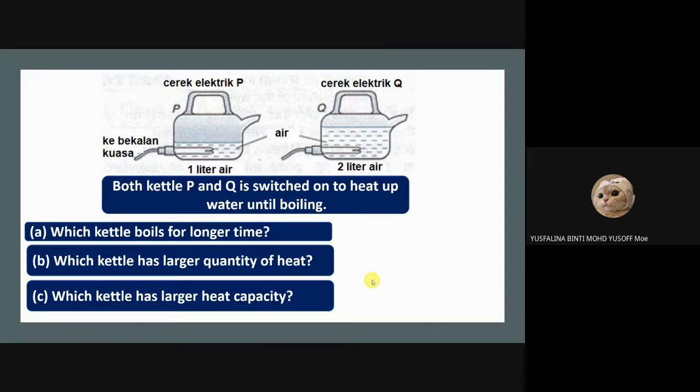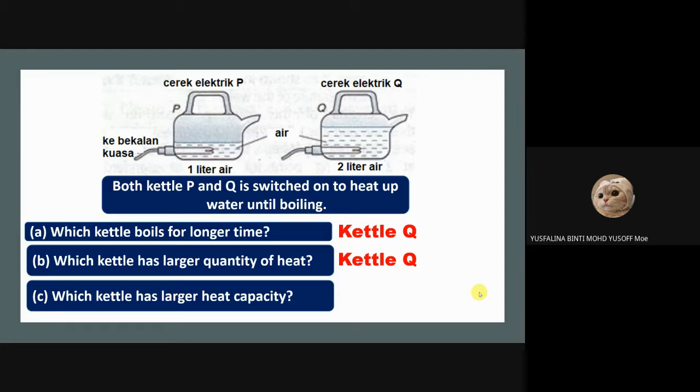Okay, so let me ask Avinash. Which kettle boils for a longer time, P or Q? Q. Okay, correct. So Raja, which kettle has a larger quantity of heat? P. Okay. Which kettle has a larger quantity of heat? Is it P? It's Q, because Q has a higher mass. So higher mass, high heat capacity.